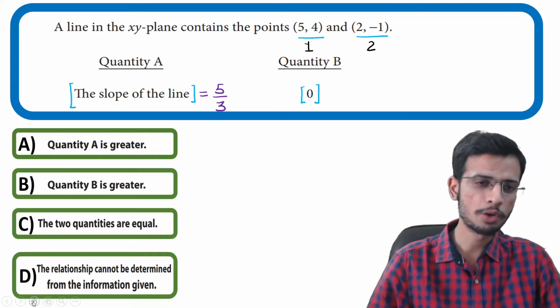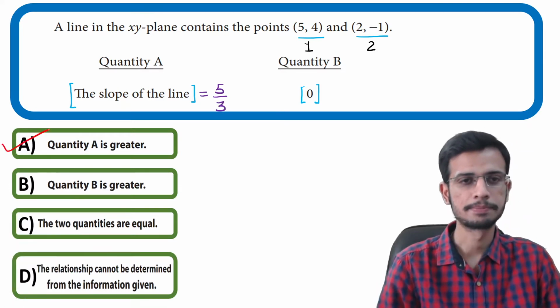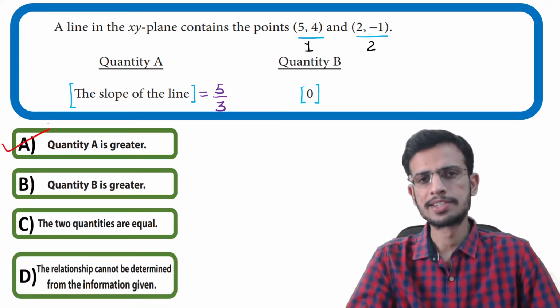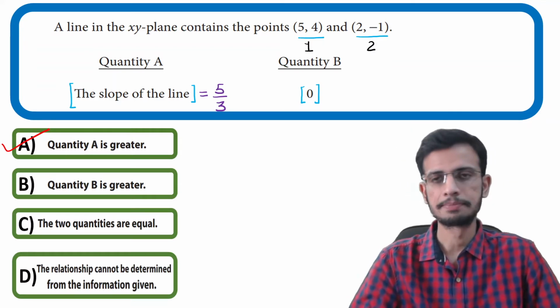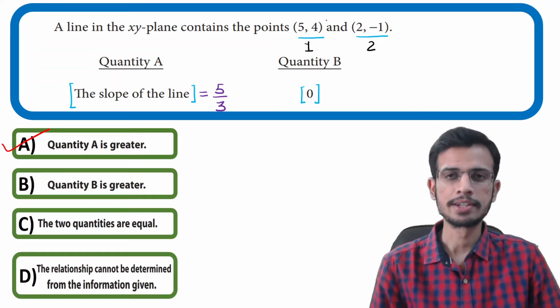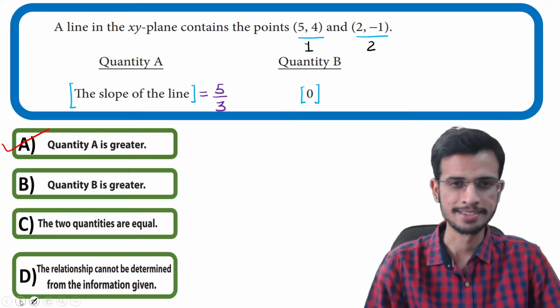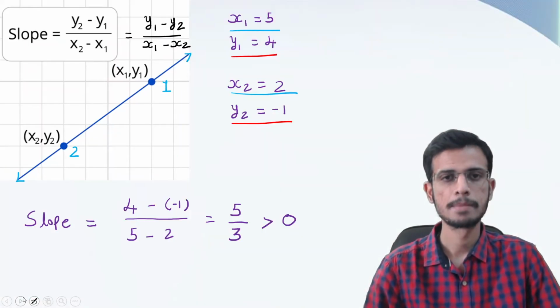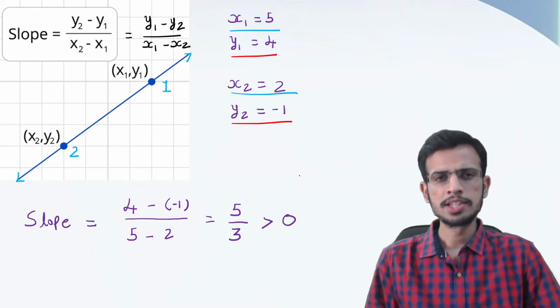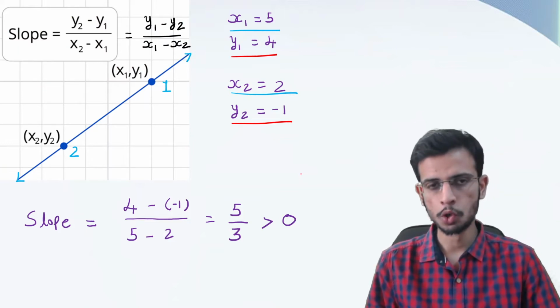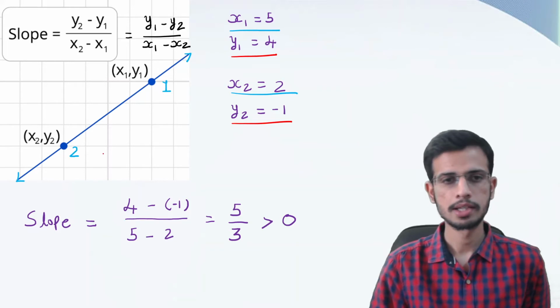So we can definitely say quantity A is greater than quantity B. That slope is positive, right? 5 by 3. If you write this, then you will get the same answer. There will be no change. This is one formula for slope. There is one more approach.